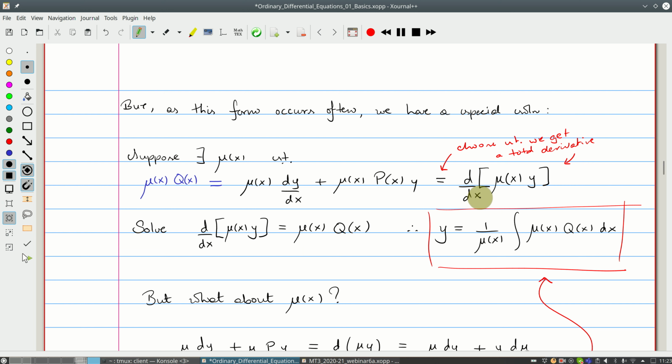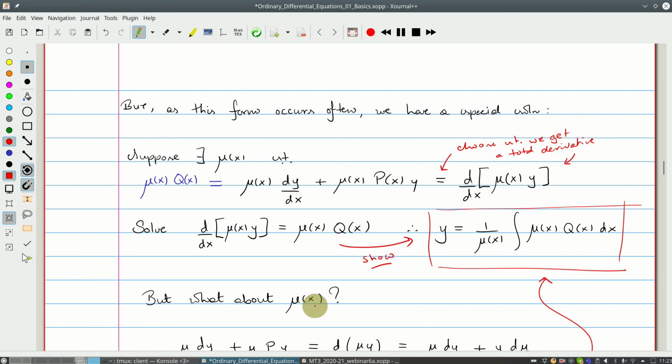Now if this happens, then we can now solve for mu of x, and here's how it's done. So this total derivative is equal to this term on the left hand side, mu of x times q of x. And I'd like you now to show that this can be integrated. All right. Now how do we do that? You integrate, well, I'm going to leave this for you. So you show this. It's quite a simple exercise in differentiation.